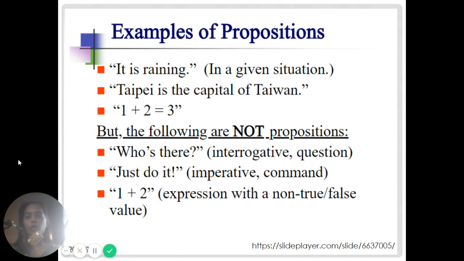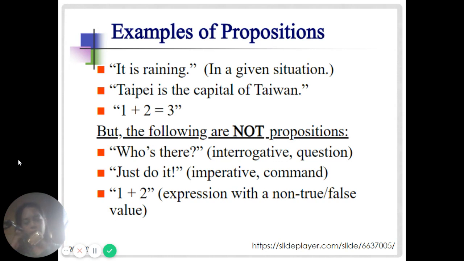More examples of propositions. In a given situation, we can say that "it is raining" is an example of a proposition. Another is "Taipei is the capital of Taiwan." And the third one is "1 plus 2 equals 3."